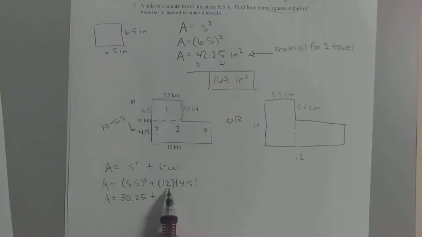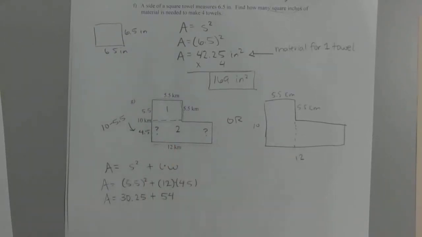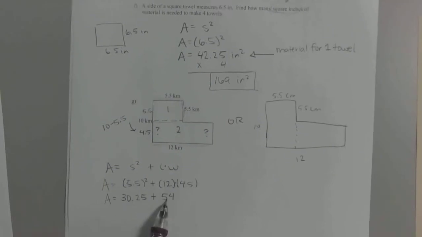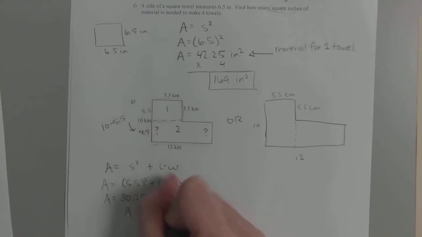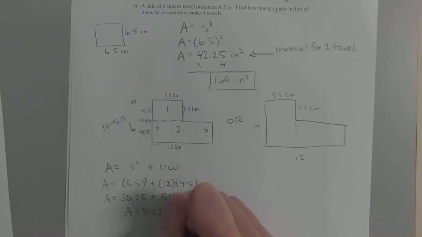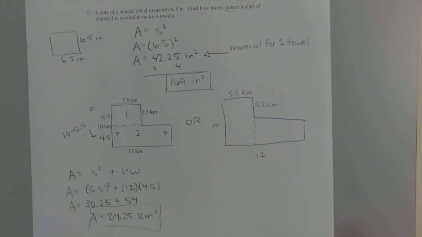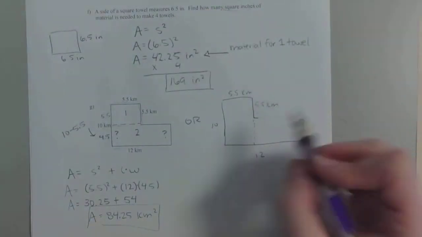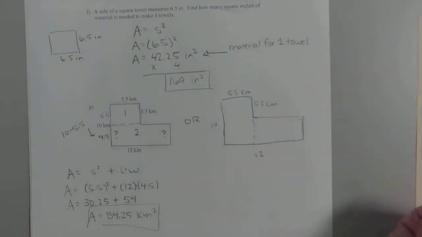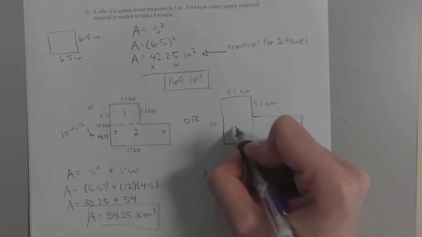All right, so we can just do this in 2 chunks. Let's do 5.5 squared and see what the area for the square is. I got 30.25. Does that look right? And then if you take 12 times the 4.5, you get 54 even. Is that okay? So we'll take the area of the square plus the area of the rectangle and just add them together, and you should get 84.25 kilometers squared. Does that look okay? If you did it this way, did anybody see it this way?